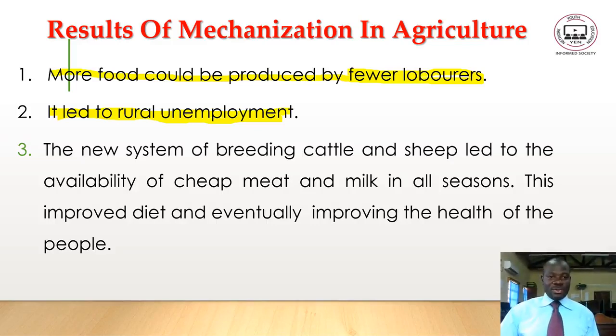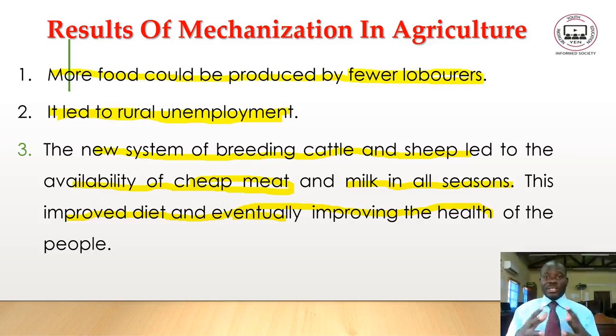And also the new system of breeding cattle and sheep led to the availability of cheap meat and milk in all seasons. So this improved the diet and eventually the health of the people. So we see that with the improvement of the breeding of cattle and sheep, they had the best meat, cheap meat, and milk was again available throughout the year.